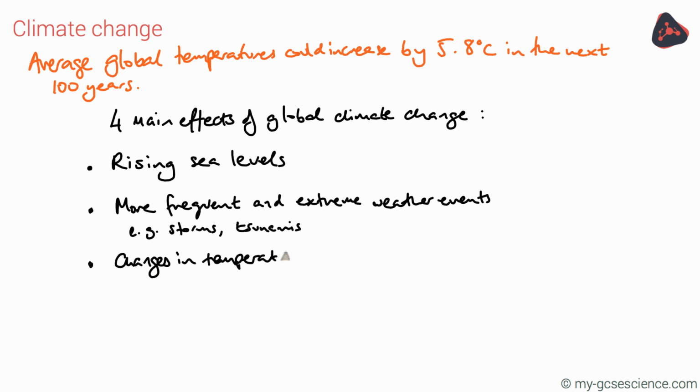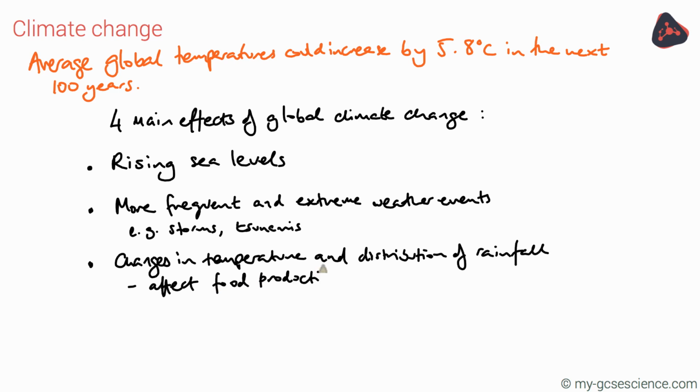Changes in temperature also affects the distribution of rainfall around the world, and this could affect food production in different parts of the world. In some areas, it might mean that more food can be produced where it was too dry before. But in other areas, this could mean that important farming industries which people rely on to make a living are no longer possible because the rains don't come.